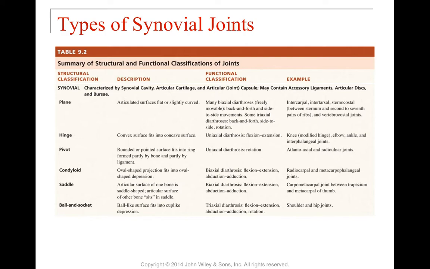functional classification. All right, so we can have a planar joint. A planar joint is when we have articulated surfaces that are flat or just slightly curved. And that is for some biaxial diarthrosis. And diarthrosis, again, means freely movable. And so if you see, I'm just kind of reading across here. And that means that they can go back and forth and side to side. We also have some triaxial diarthroses, which can go back to forth, side to side, and rotation. Some examples of planar joints: intercarpal, intertarsal, sternocostal between the sternum and the ribs, and vertebral joints.